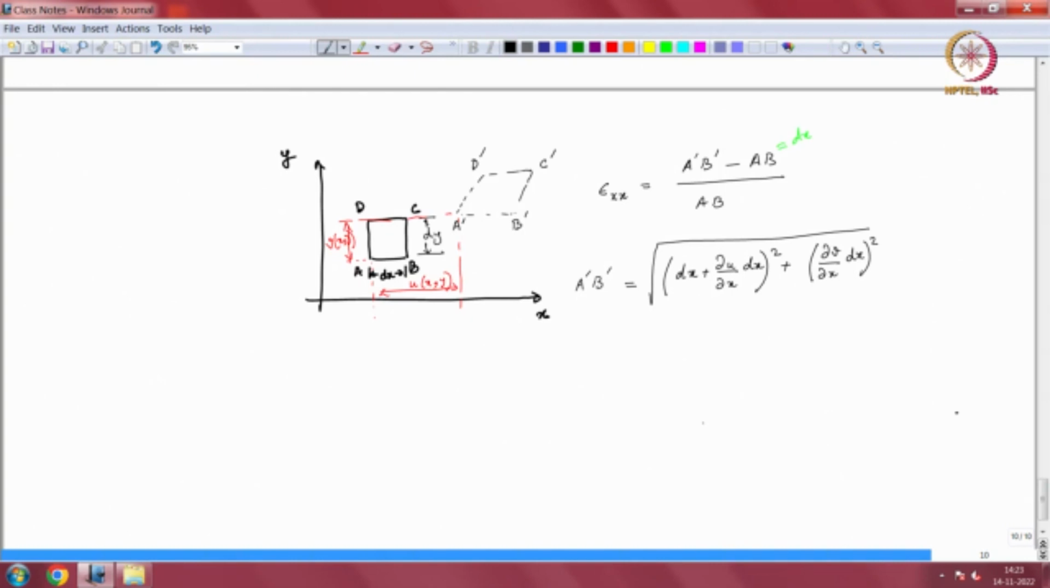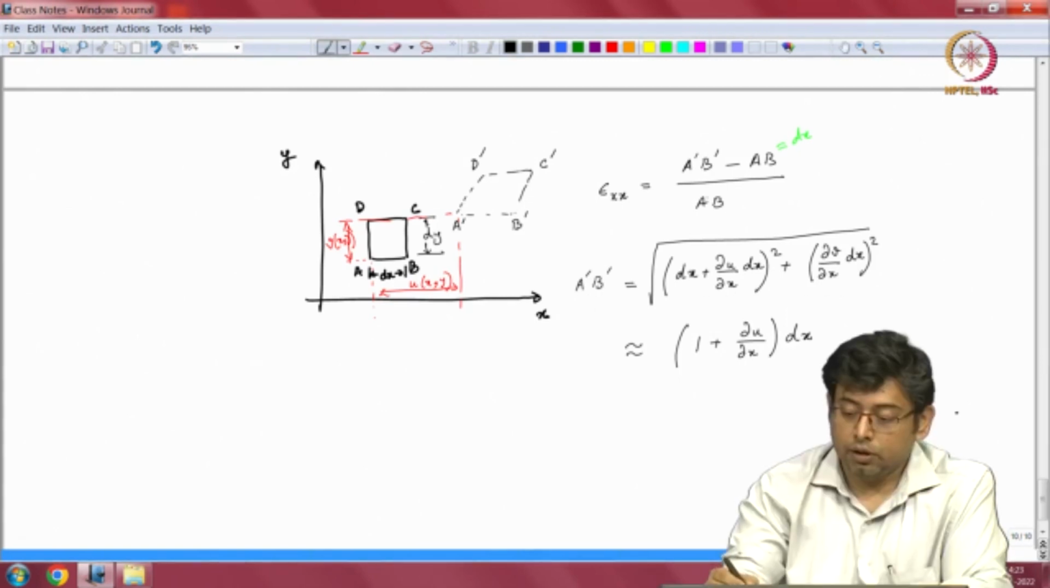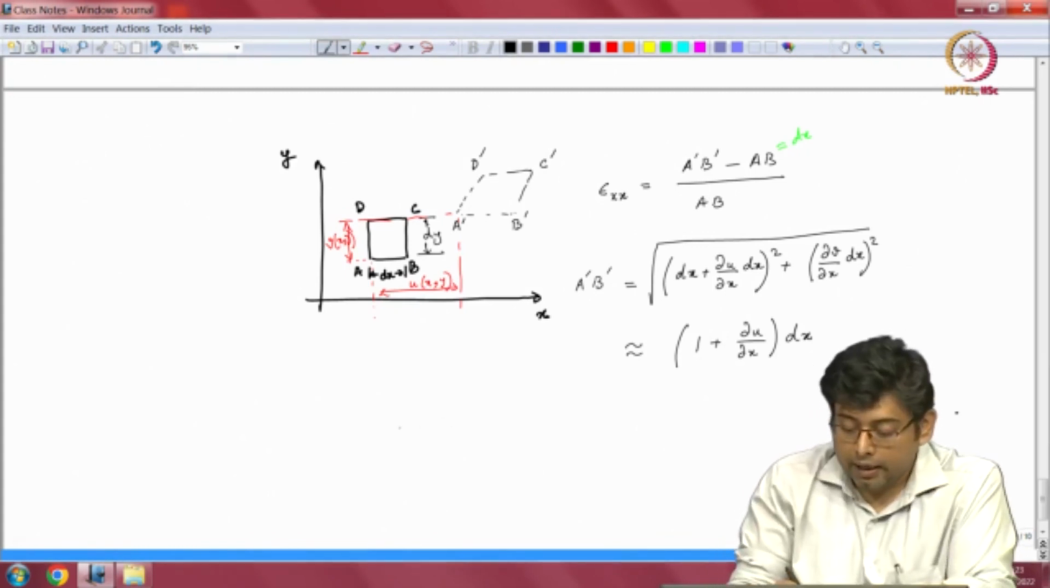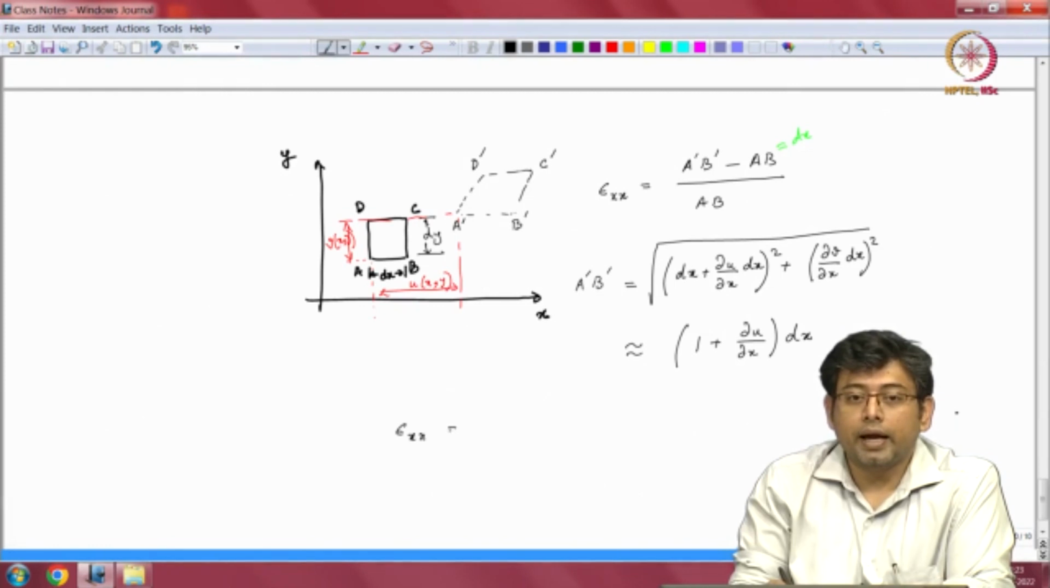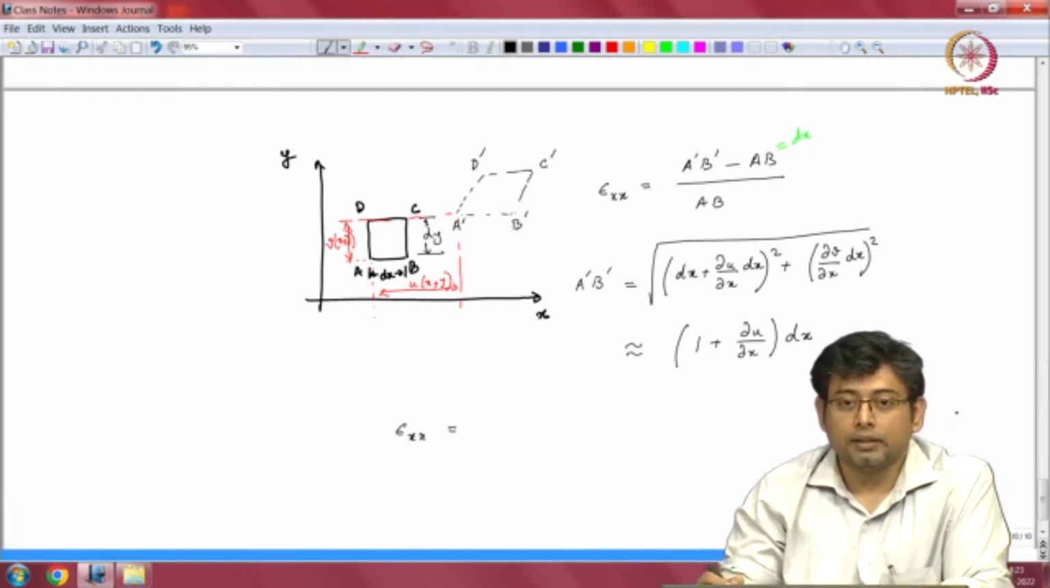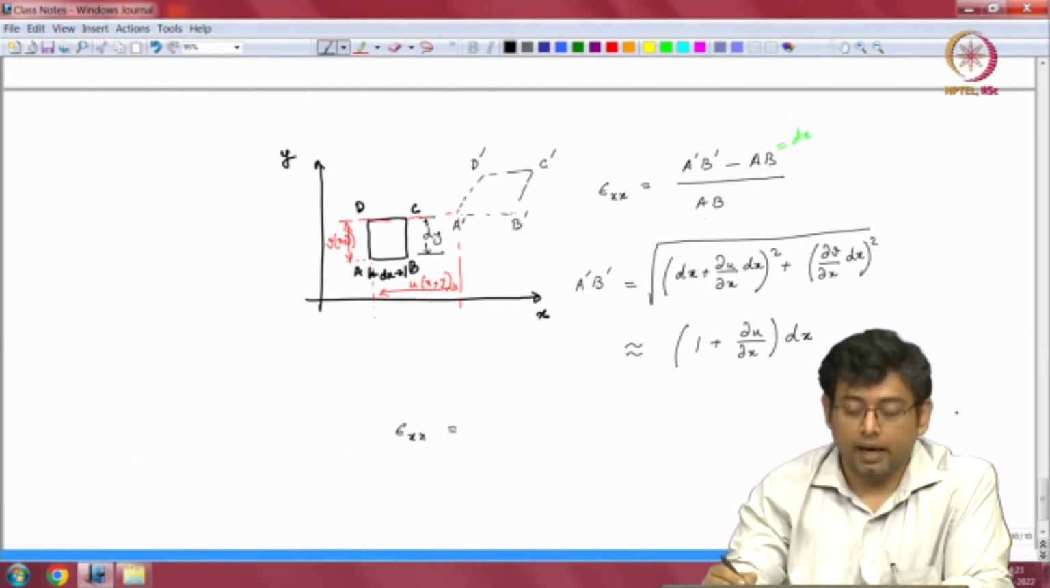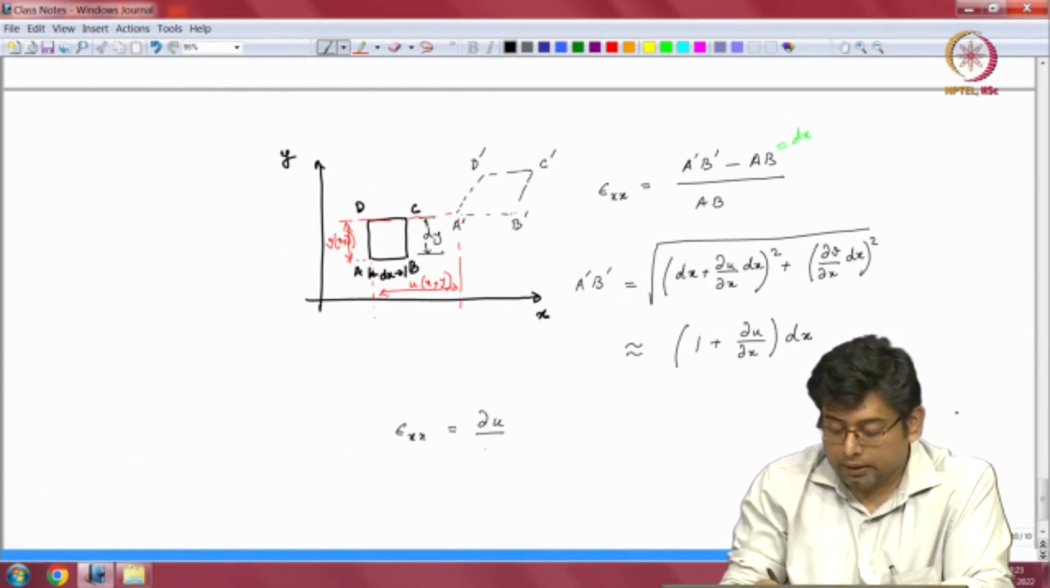So, now if I simplify this down, this is nothing but 1 plus del u by del x into dx, and I have dropped out the second order terms here. So, I have only kept the first order terms of my equation right over here. So, now if I replace my value of A dash B dash into the previous equation, I calculate epsilon xx, what I get is simply del u by del x, right, because in the denominator you have a dx. So, this is nothing but del u by del x.